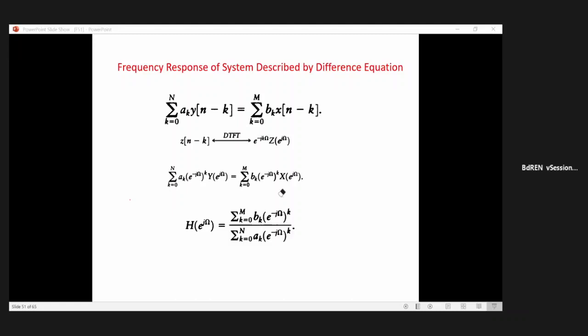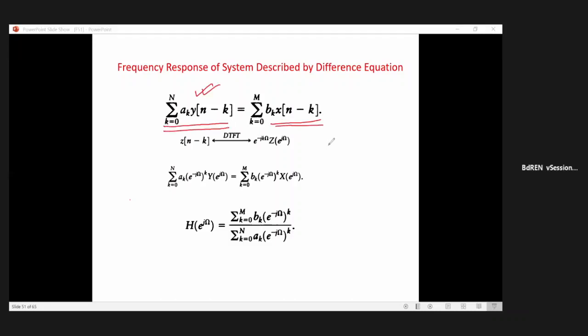The reason is that in the difference equation, we have input and output samples that are shifted by certain numbers of samples. For example, on the input side we will have this polynomial, and on the output side we will have that polynomial.